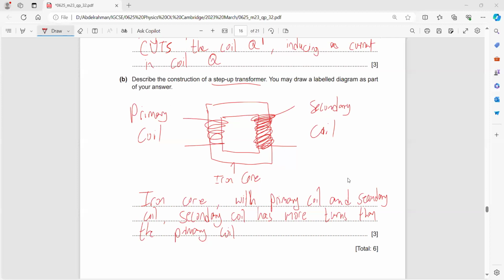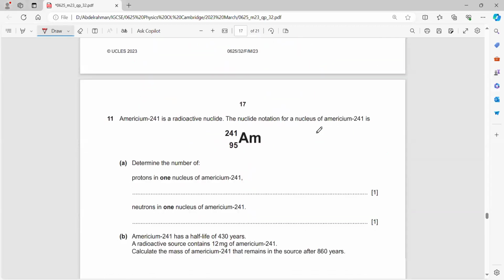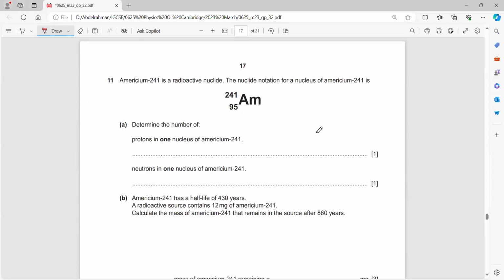Okay. Moving on to the next question. Determine the number of protons. Quite easy. The number of protons. 95. Right. Neutrons. How can I find the number? Okay, we're gonna do 241 minus 95.